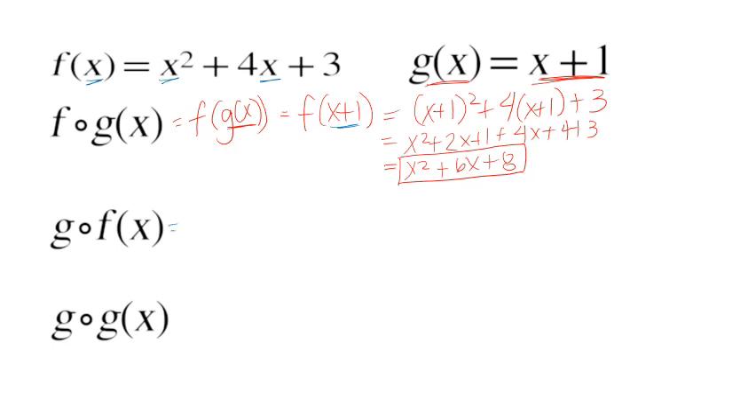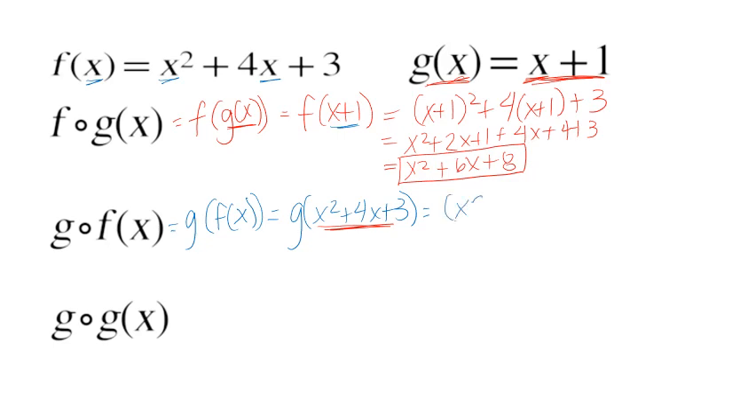For g of f of x, I'd have g of f of x. Sorry, I don't know where my g went. Put that back there. And so this would be g of all of f of x. So x squared plus 4x plus 3. So I'd be looking at wherever in g I see that x, I'm going to replace it with x squared plus 4x plus 3, which seems a little ridiculous, but that's what I'm going to replace it with.